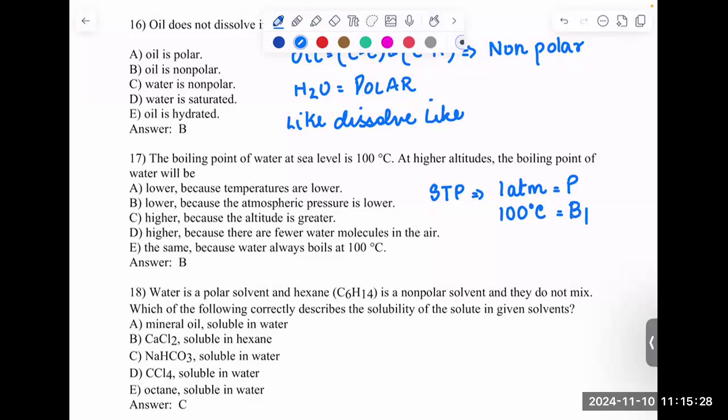Now, when you go on the hills, the pressure is less than 1 atm. The boiling point of water at higher altitude, that means hills, will be, when the pressure is low, substances are going to boil at less than 100. So boiling point will be lower than 100 degrees Celsius. So things will boil faster. So lower, because atmospheric pressure is low.